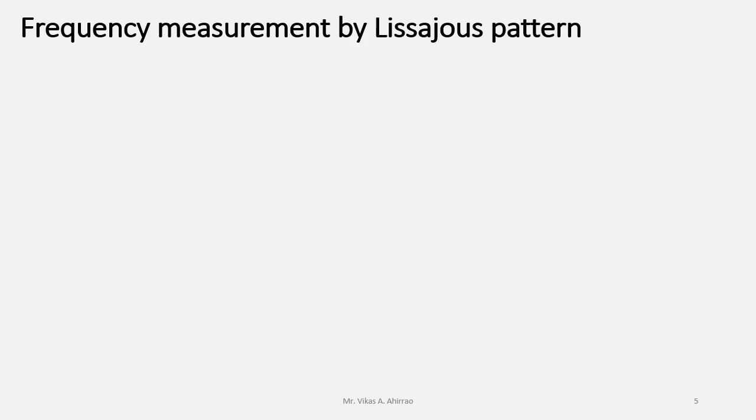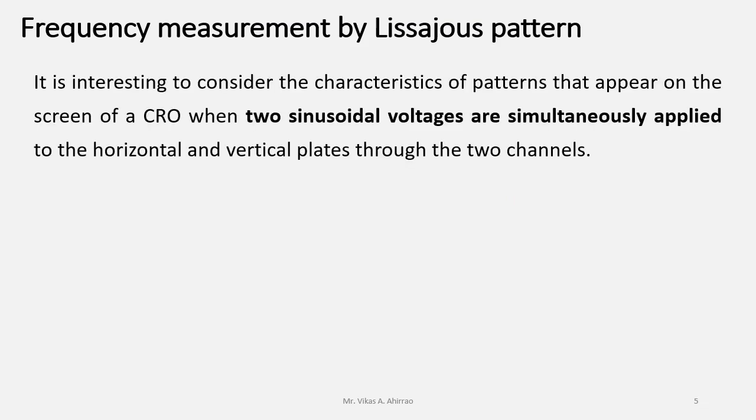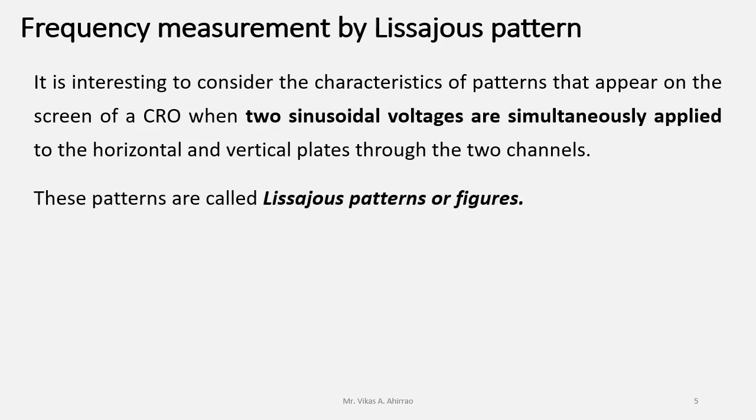First, we will learn how to measure unknown frequency by the Lissajous pattern. A Lissajous pattern or figure is a special characteristic which will appear on the screen of the oscilloscope when you give two sinusoidal voltages simultaneously fed to the horizontal and vertical plates through the two channels. These patterns are called the Lissajous patterns or figures.